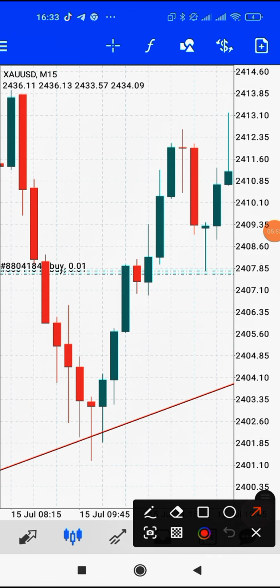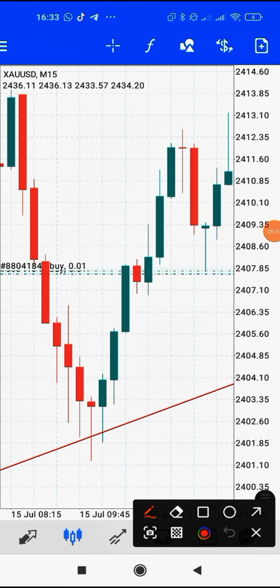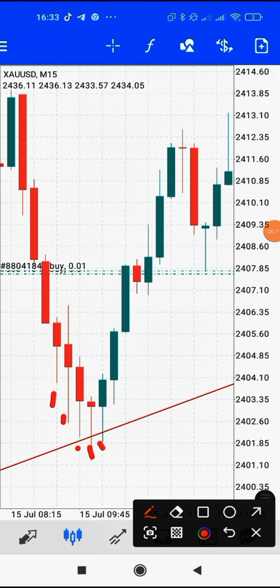Look at a hammer here. I have a hammer here, and that confirms to me we're going to be having a buy pretty soon, and that shows the rejection. You can see the rejections that we're having here. You can see price rejections. Can you see that, right? Now, these are confirmations that price is about to change direction.